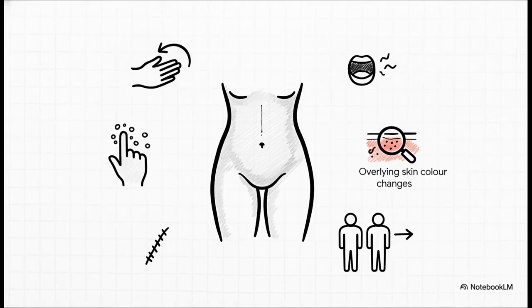So, when you are with a patient, you must be systematic. Go through your checklist every single time. Can you reduce it? Is there a cough impulse? Is it tender when you touch it? Check the skin for any redness. That's a key sign of strangulation. Always compare to the other side. Look for old surgical scars. And a crucial point, for any growing swelling in a male patient, you must always examine the scrotum.